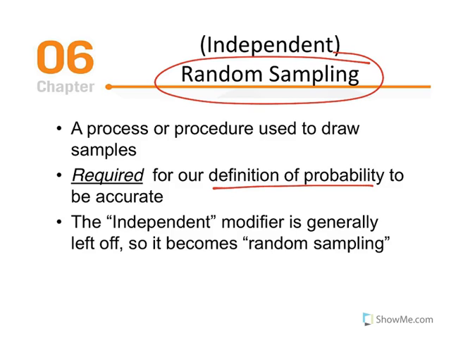And the term independent, or the independent modifier, is generally left off. So in some textbooks you will see this process referred to as independent random sampling, but in most cases we've adopted the phrase simply random sampling.